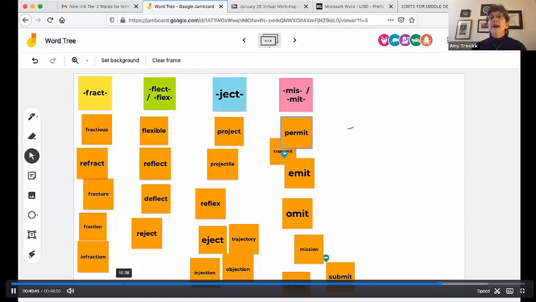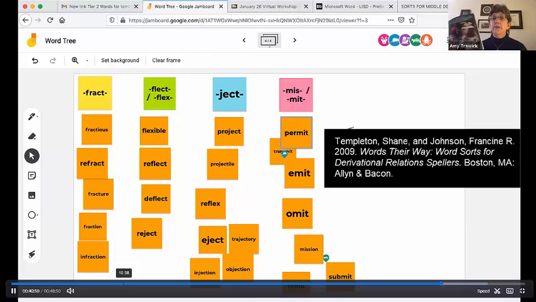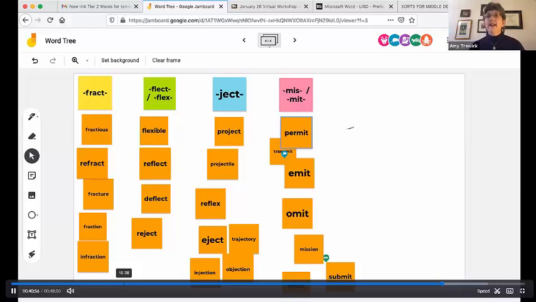And let me tell you, I have this word sort as a handout, and it comes from the Words Their Way series. And then there's another online handout that I found on word sorts for derivational learners. So they're free if you don't have this book in your program.